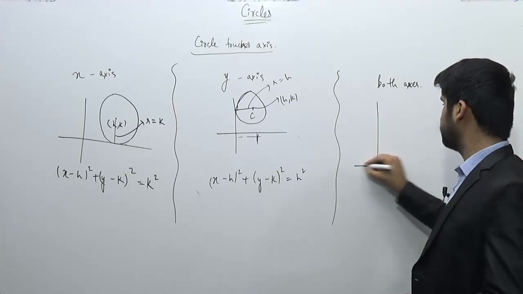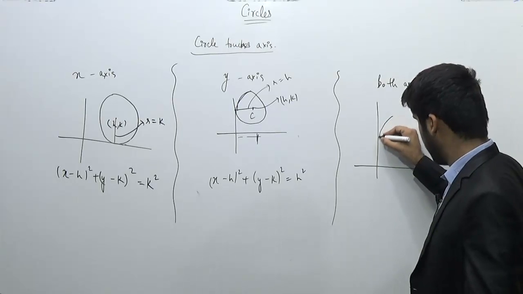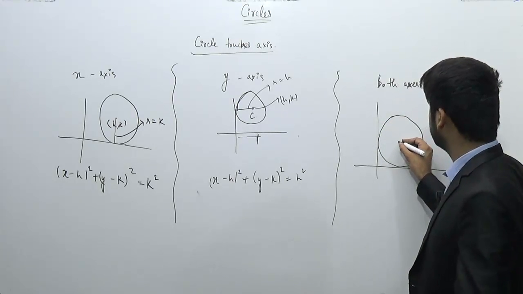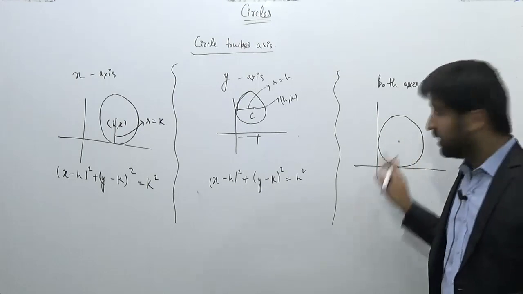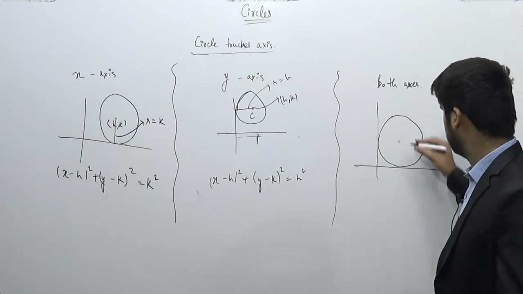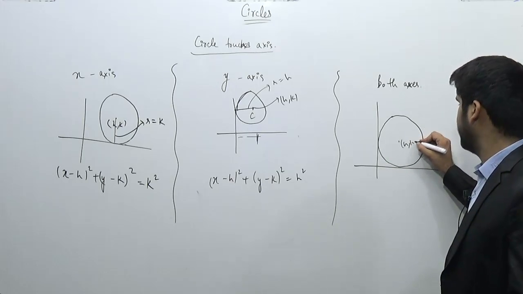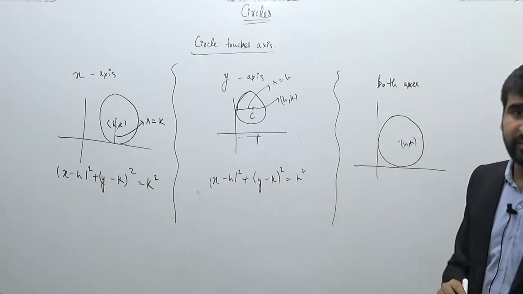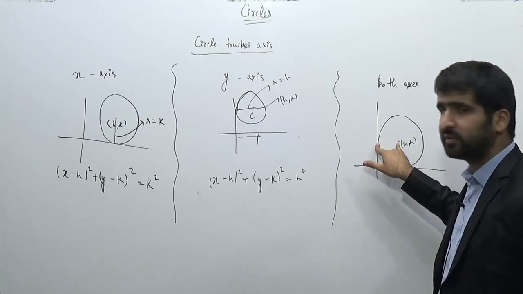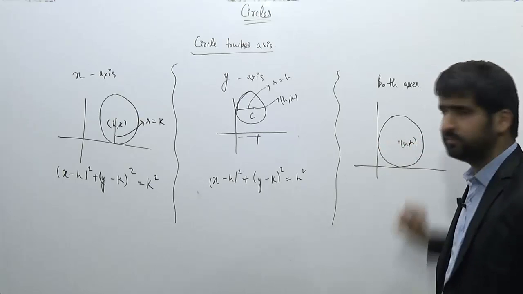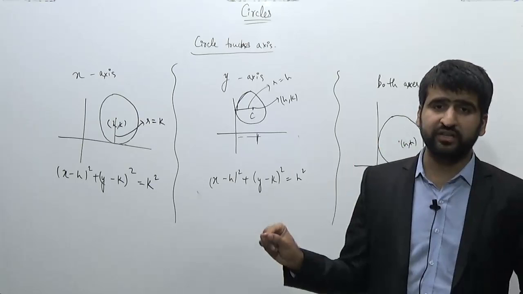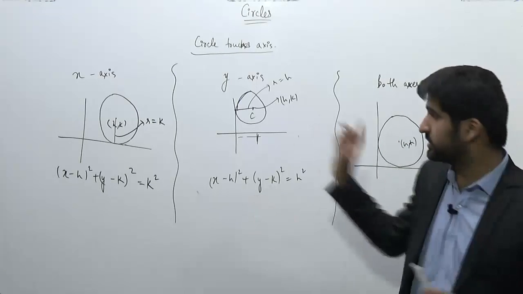Now if the circle is touching both the axes, first thing we have to say is the value of abscissa and ordinate will be same. So this center will be h comma h. Why is this coming out to be h comma h? Because we know that the center will lie at the same distance from the y-axis as its distance from the x-axis. So the distance from the x-axis and y-axis of the center will always be same.